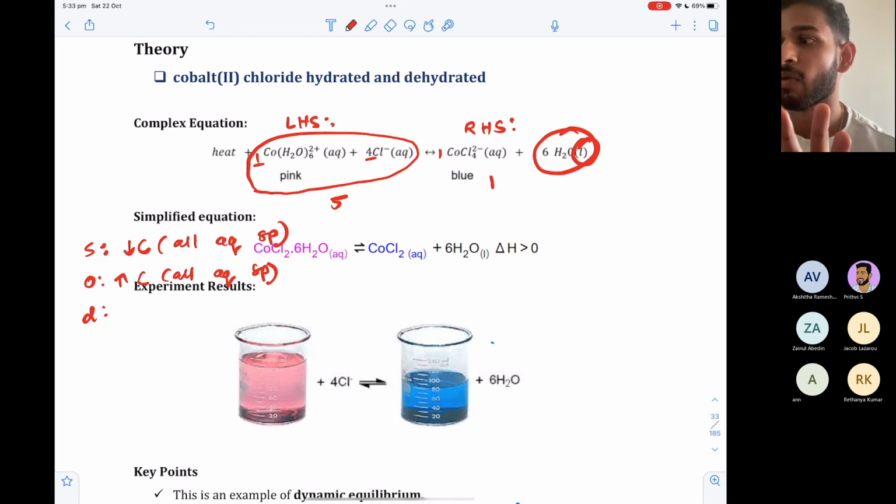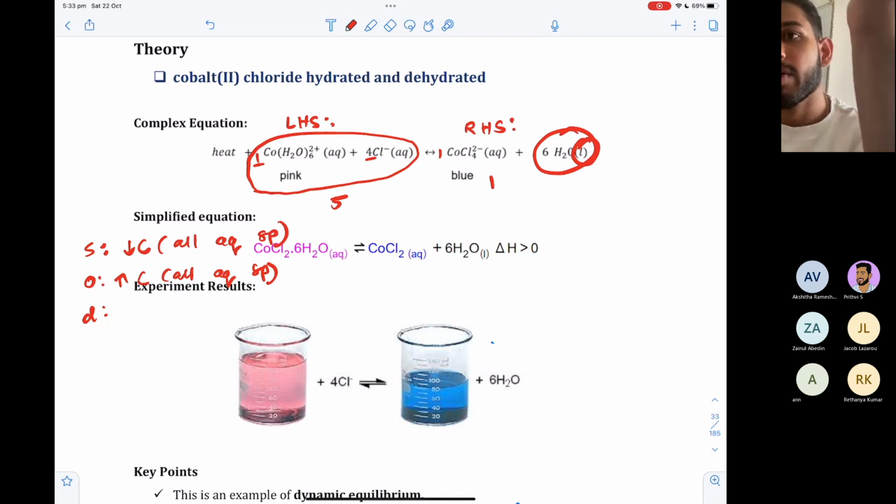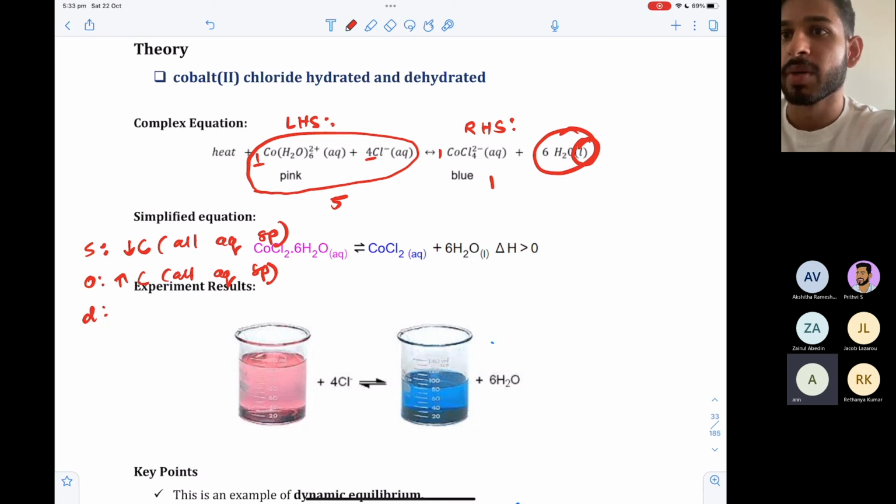So on the right-hand side, you only have 1. On the left-hand side, you had 5. Now, our goal is to increase the concentration of all aqueous species. Would I shift to the left-hand side where I make 5 aqueous species, or would I shift to the right-hand side where I only make 1? You would shift to the left.